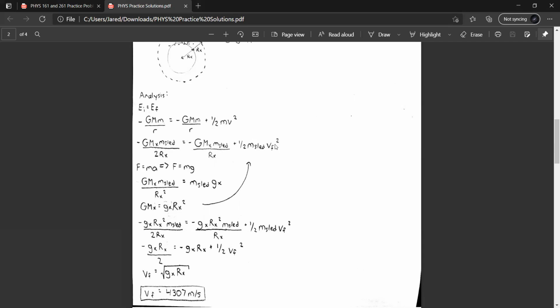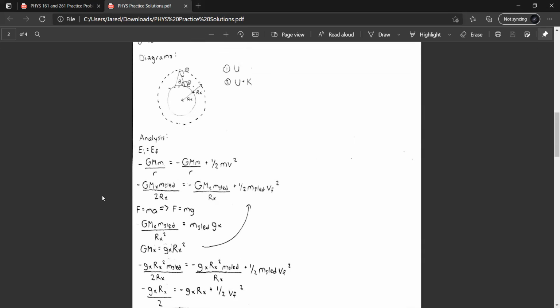To go about this next, we can use Newton's second law to say that F is equal to ma, but we can also rewrite it as F is equal to mg if it's going downwards. We already know g, so we can use the gravitational force equation to write G times the mass of the planet times the mass of the sled over the radius of the planet squared is equal to the mass of the sled times the gravity of the planet, and this is occurring at state 2 over here.